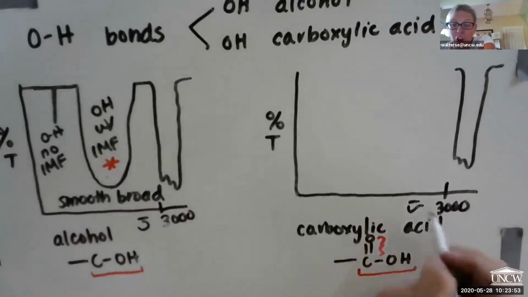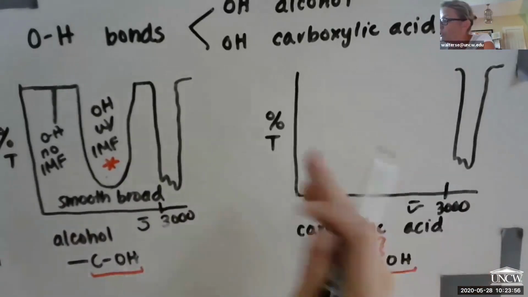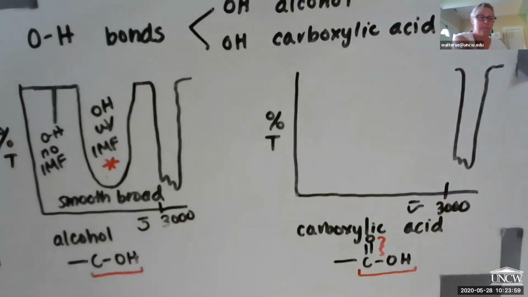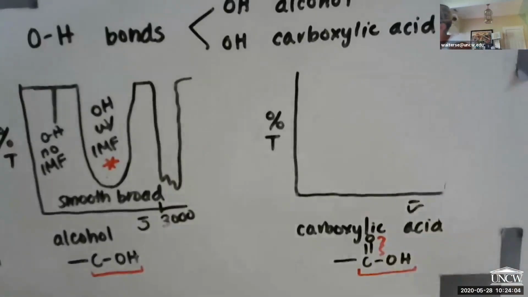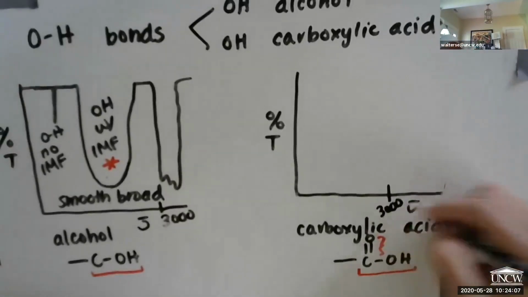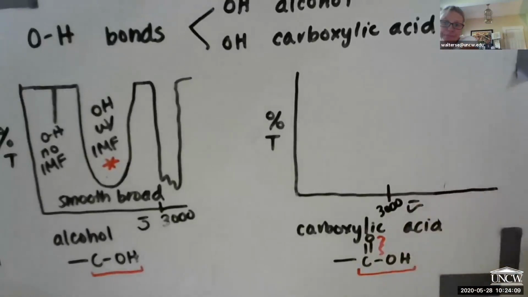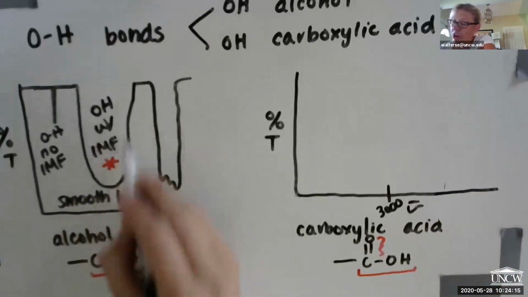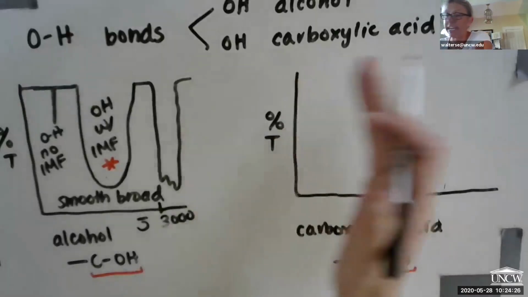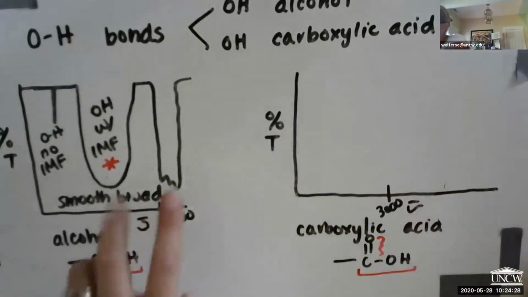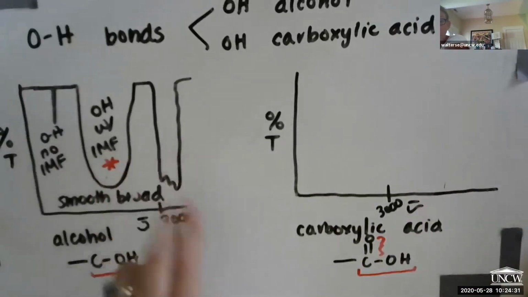When you have a carboxylic acid, this OH stretch gets shifted. I'm going to have to redraw this because I forgot I need another region. This broad OH stretch is still going to be in here, but because of the presence of the carbonyl, the other portion of this functional group, it gets shifted to the lower energy side so that these two features end up overlapping.